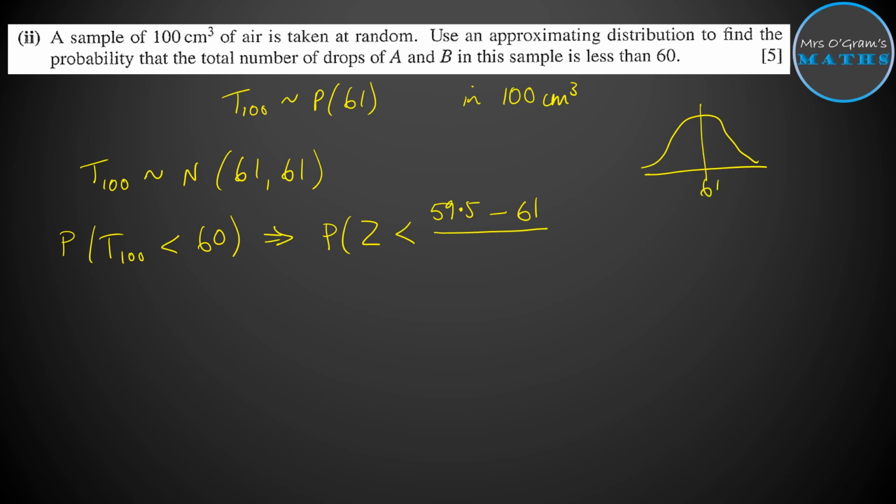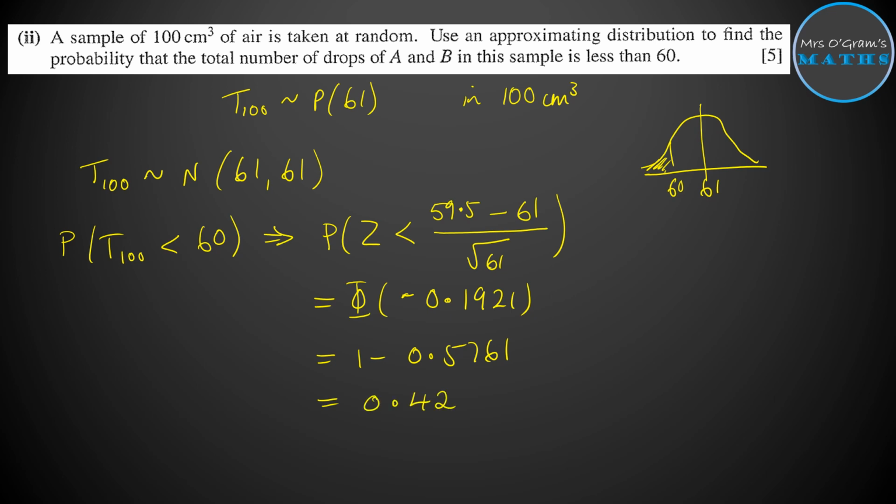So originally it was going to be at this 60, and anything less than that 60 not including it. So take half off, you get 59.5. So minus the 61 and then over the square root of 61. So this comes to phi of minus 0.1921, which is 1 minus 0.5761, gives us a final answer of 0.424 to 3 significant figures.